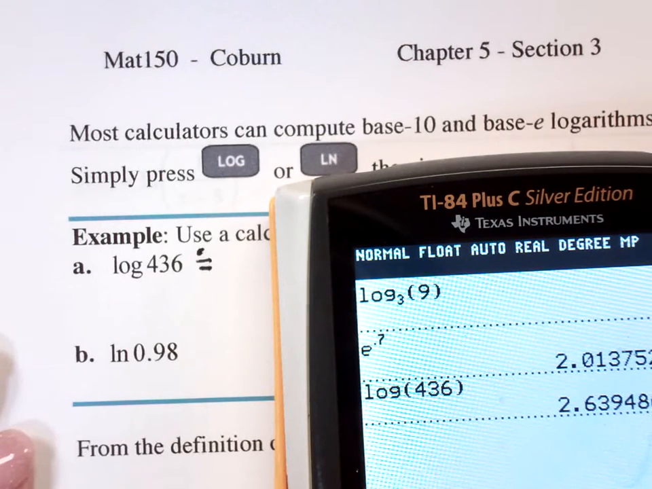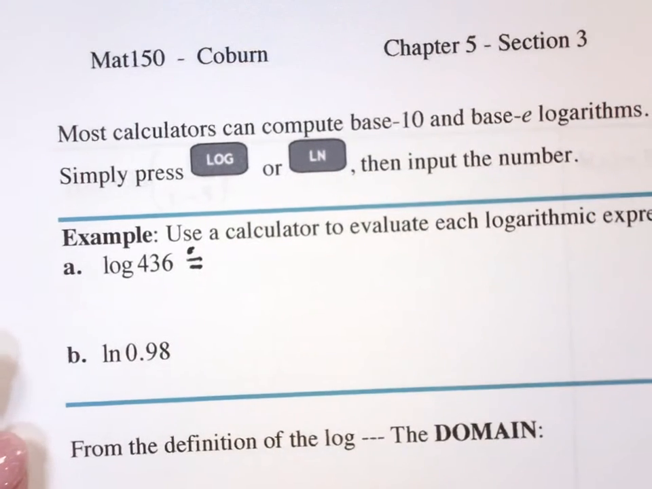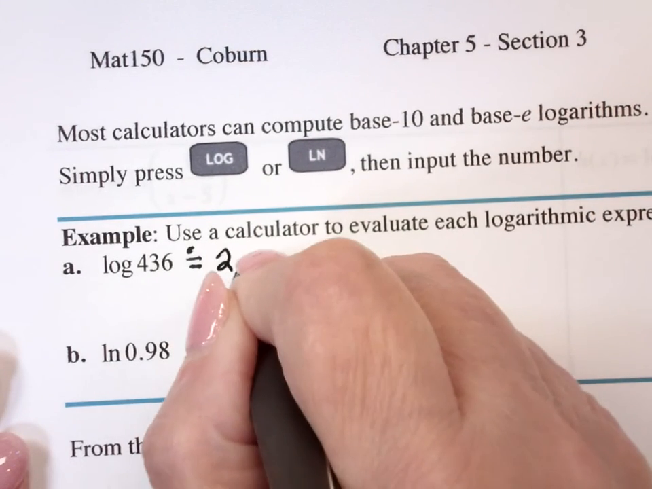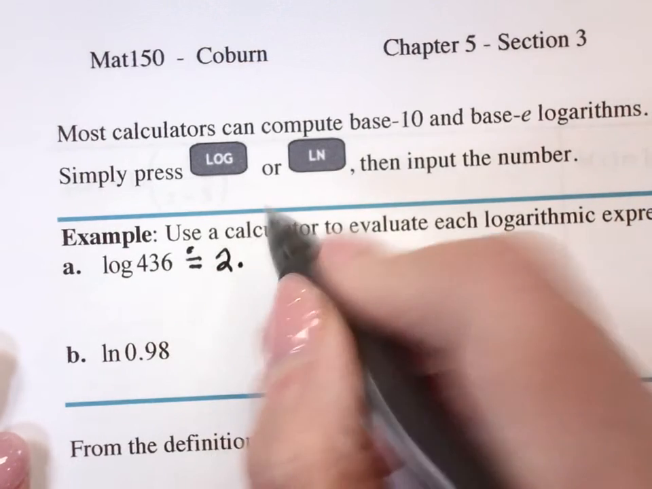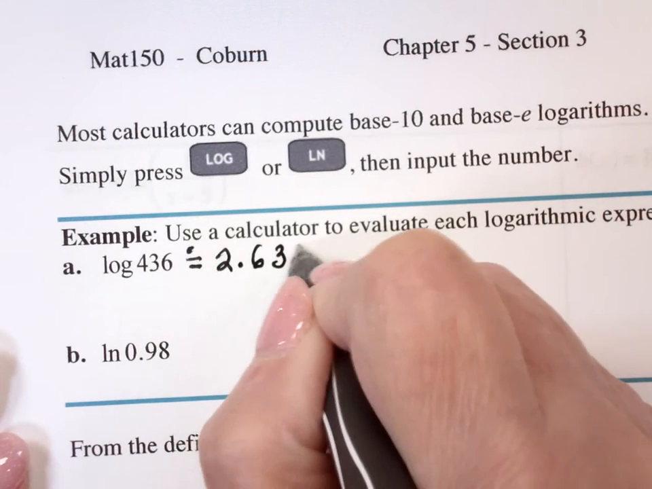Approximately, 3 decimal places, it says. So 2.639, and the next one is a 4. So 2.639. I already forgot what it was.